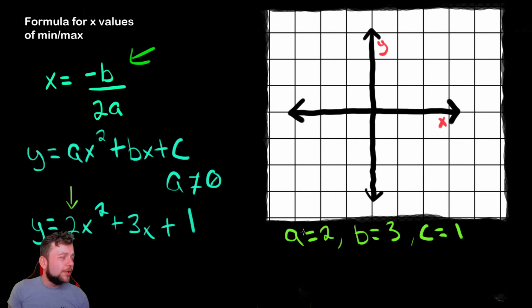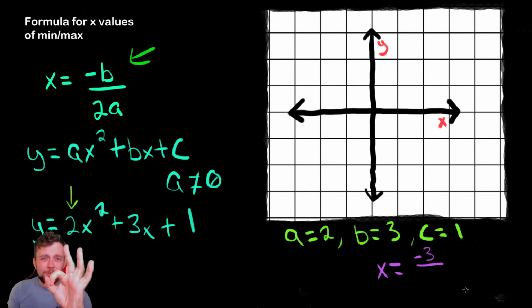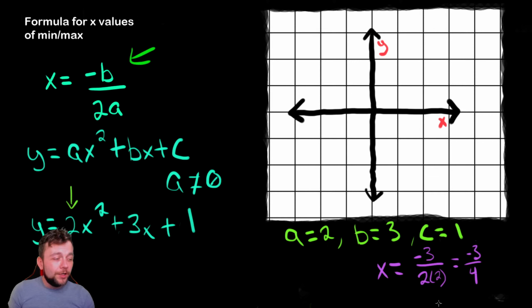But plugging in our values, let's go with pink. We have x equals negative b, so that's negative 3, all over 2a, so 2 times 2. I'm down in the bottom right of the screen if you can't track this. So we have negative 3 all over 2 times 2. 2 times 2 is 4. So we have negative 3 over 4. So that's the x value.